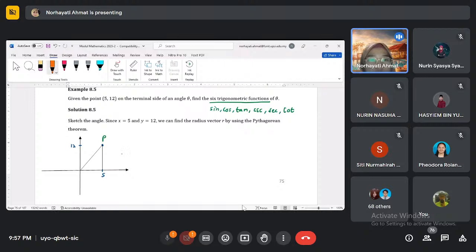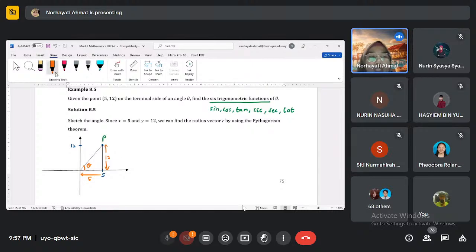Saya pakai macam ni lah. So 12, and the length for this side is 5, sebab kita tahu daripada sini ke sini adalah 5 unit. So data is here, from the origin to the terminal point. Now find the radius vector r by using the Pythagorean theorem.